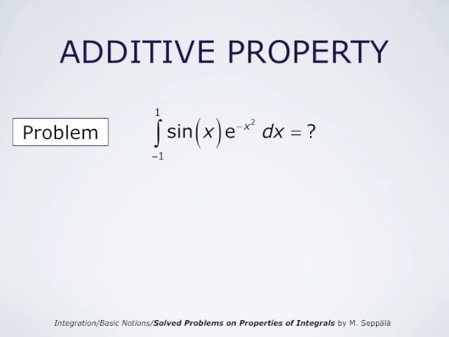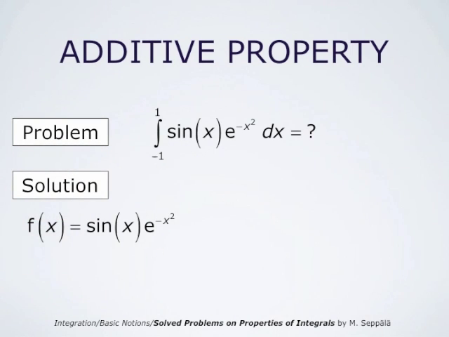In this problem, our task is to compute the integral from negative 1 to 1 of sine of x e to the negative x squared dx by using the properties of the integrals only. And the solution is the following. We first consider the function that we have to integrate, that is the function sine of x times e to the negative x squared. We call it f.